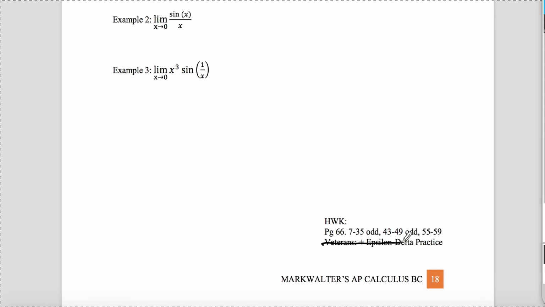Veterans, I've taken this out for this year. We're not going to be doing this. So it is just the optional homework that's listed there, and you'll see on the Nearpod. Please take the exit ticket, fill out the survey at the very end of the Nearpod, and please try the optional homework assignment. Take care, everyone.